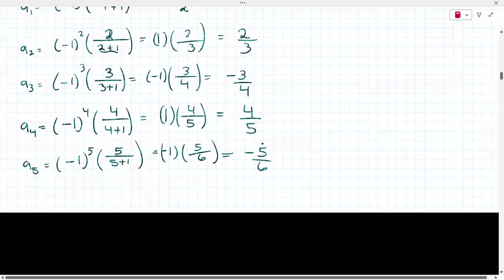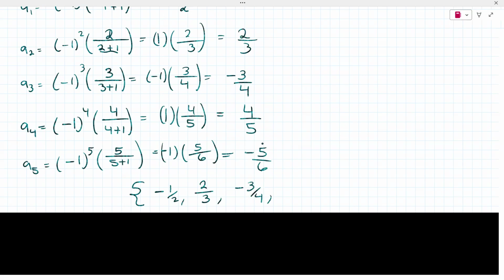And then you can just write your final answer as this. You put this bracket, and that's going to be negative 1/2, 2/3, negative 3/4, 4/5, negative 5/6. And then you close it with a bracket. Okay, so that's how you can write out the first 5 terms.